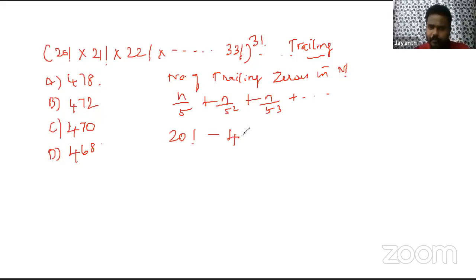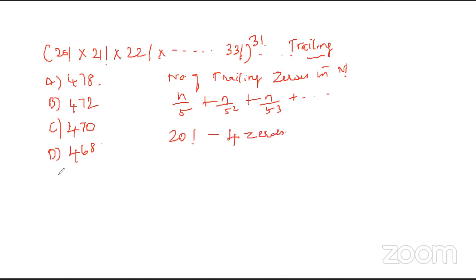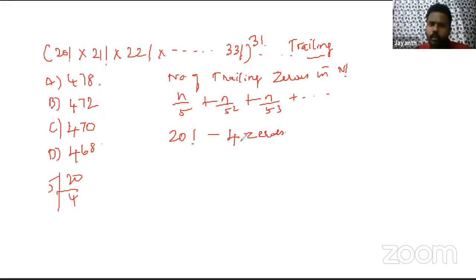Is that clear, guys? Yes, sir. 20 divided by 5 is 4. So 20 factorial has 4 zeros. Listen here, for 20, 21, 22, 23, 24, up to 24 we have only 4 zeros, because the next 5 comes only at 25. So from 20 to 24 factorial, we have only 4 trailing zeros.